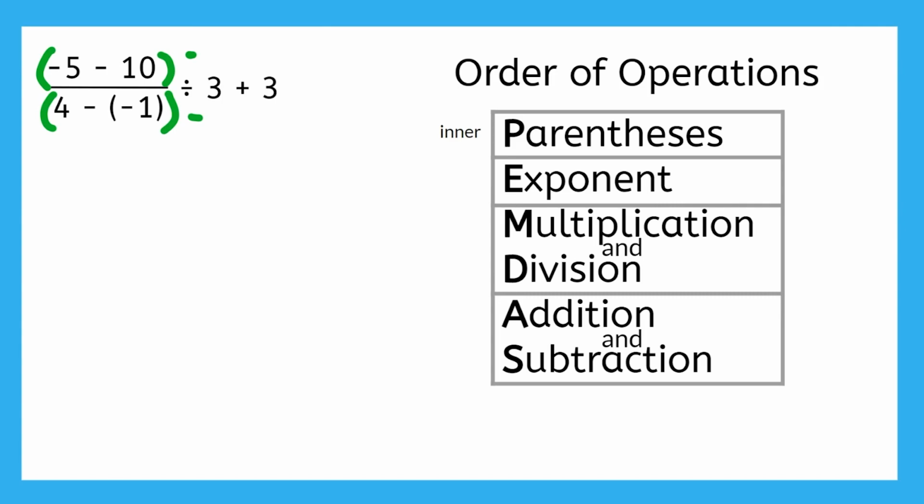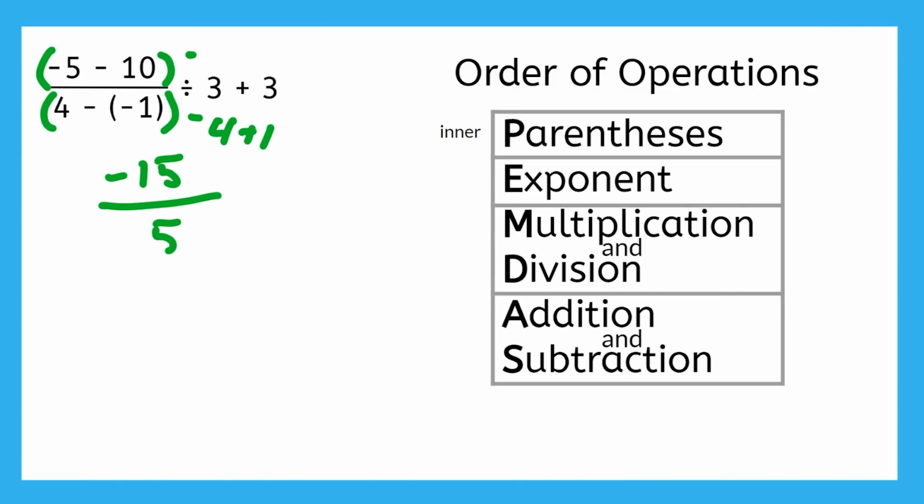Inside the top parentheses is -5 minus 10. So we'll get -15. We're done with the numerator, so let's do the denominator now. It looks like there's nested parentheses, but look closely at the innermost ones. There's no operation, just a negative. So 4 minus -1, which is the same as 4 plus 1, gives us 5.